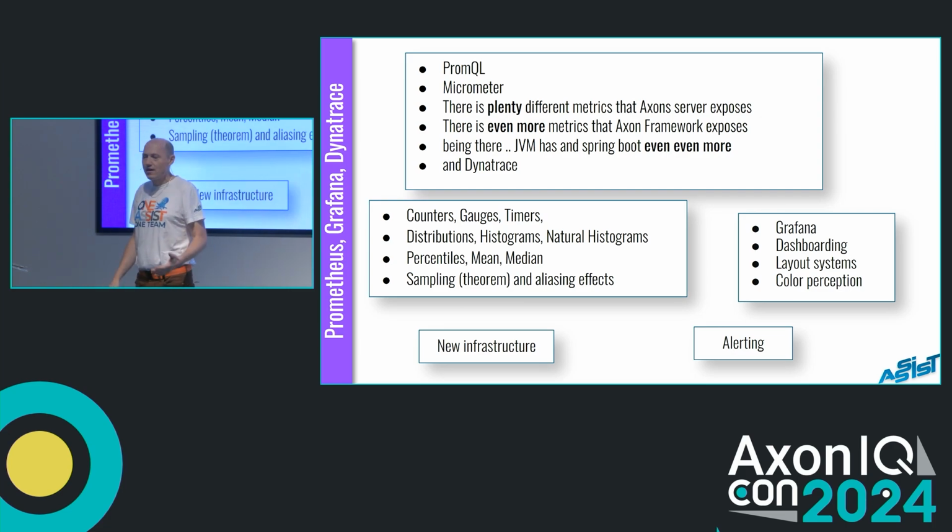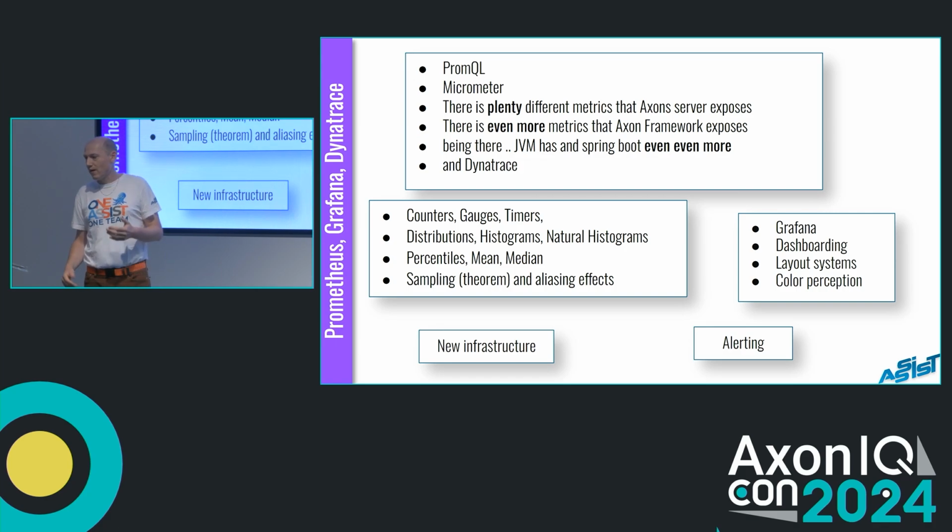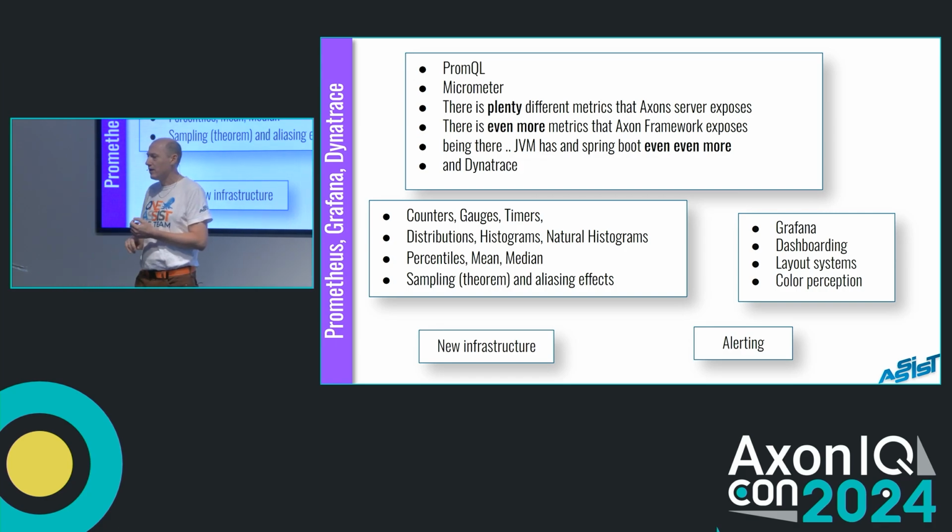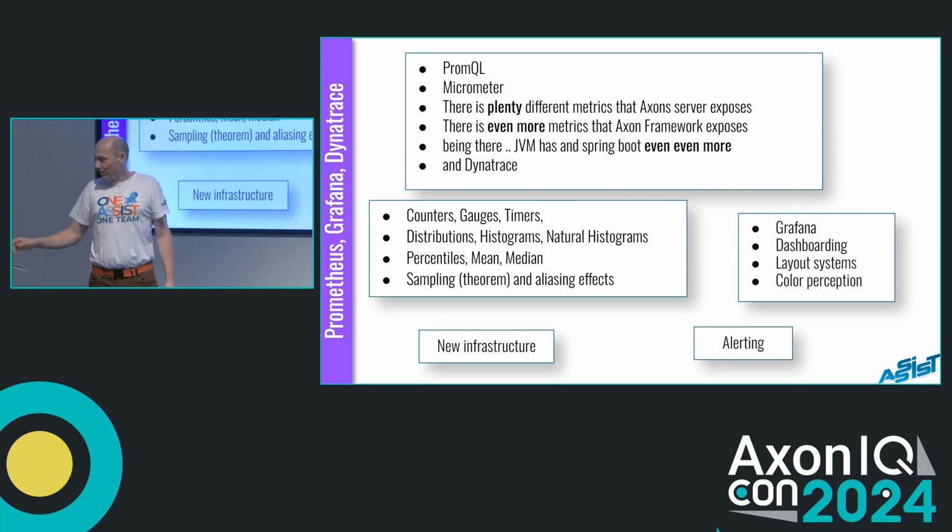Also, when you start, there are lots of technologies and things that you have to learn. You have to learn the query language. There are plenty of different metrics from Axon Server, from Axon Framework, from JVM. Maybe you use Dynatrace, so you have to learn also Dynatrace. There are these counters, gauges, timers, distributions. Then you have to know something about statistics like percentiles, median. The sampling theorem, aliasing effects, dashboarding, you see it.